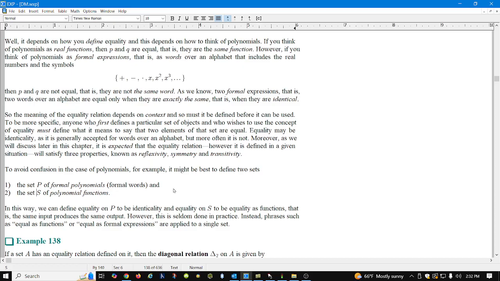So you have two versions of equality, and you have to be very careful to explicitly describe which version you're talking about. Okay. So if I said to you, consider the set of polynomials, here are two polynomials that are equal, you have the right to say, well, what do you mean by equal? Do you mean equal as functions or equal as formal expressions? That's a perfectly legitimate question.